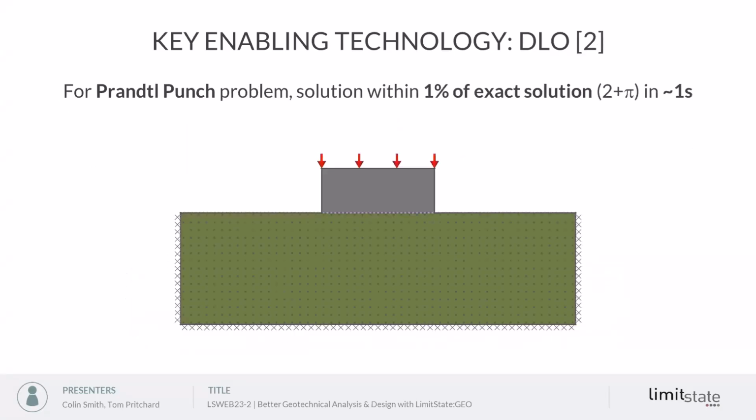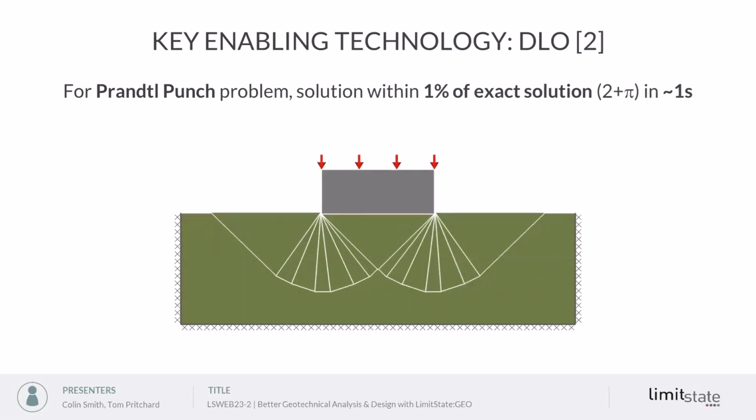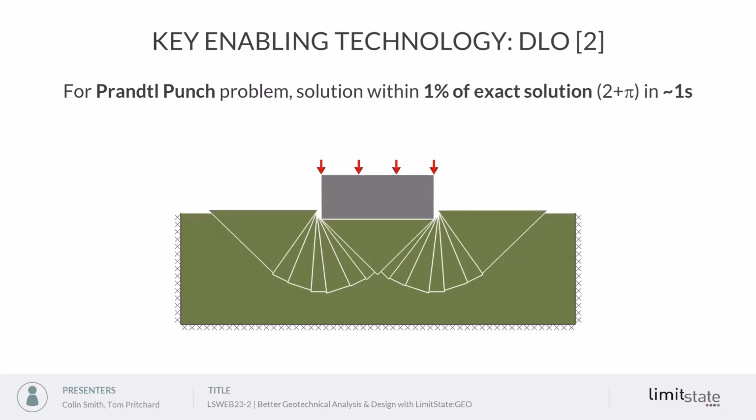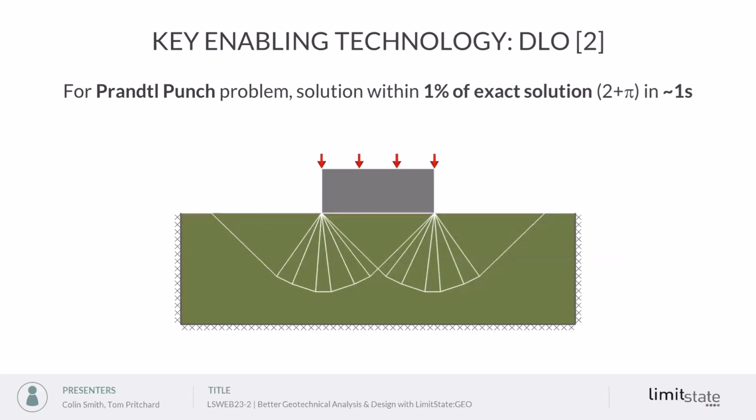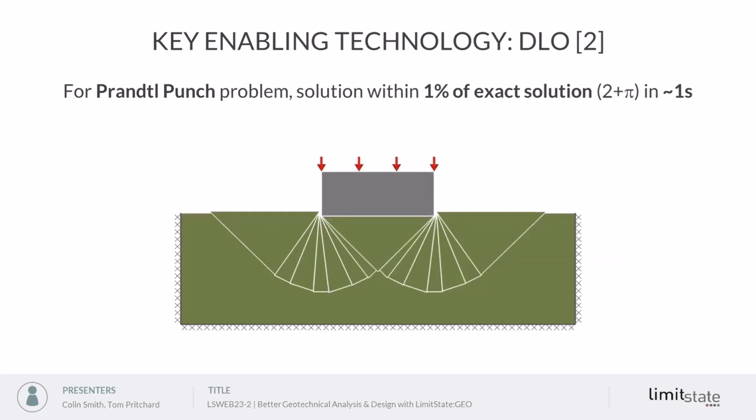So one illustration here is a Prandtl punch. This is a footing on a cohesive soil. We know the answer is 2 plus pi from textbooks, and the software can get there in less than a second and within 1% of the exact solution.